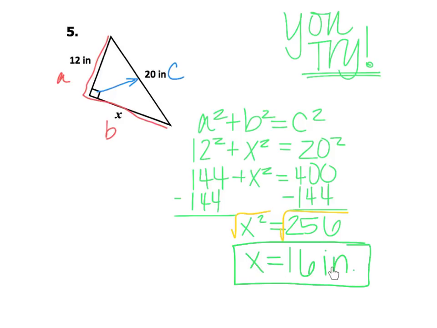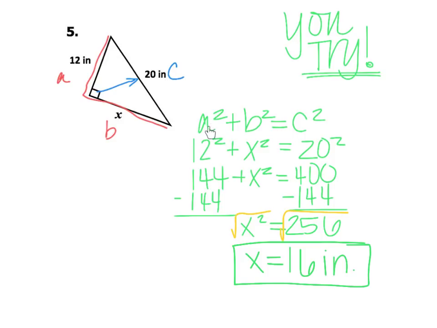How did we get that? So first thing we want to do is identify which sides are our legs and which ones are the hypotenuse. So these two right here are going to be our legs because they're the sides that are adjacent to the right angle, so A and B. And then C is always our hypotenuse. It's the side opposite the right angle, so 20 is our hypotenuse.